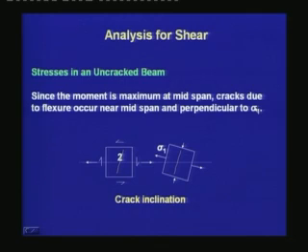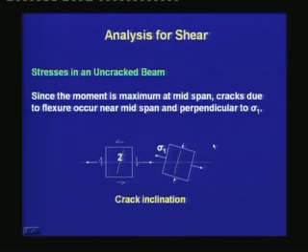Since the moment is maximum at midspan, cracks due to flexure occur near midspan and perpendicular to sigma 1. They start from the bottom of the beam and gradually go up, and if we see the state of stress, the inclination of the crack is perpendicular to sigma 1. Since sigma 1 is almost parallel to the bottom edge, the cracks will start perpendicular to the bottom edge.